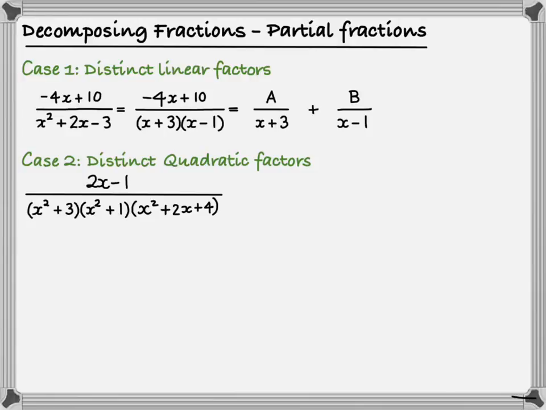Since the denominator consists of three distinct factors, this fraction can be decomposed into three parts. A fraction with denominator x squared plus 3, one with x squared plus 1, and the last x squared plus 2x plus 4. Since x squared plus 3 is a second-degree expression, the numerator must be a first-degree expression of the form, say, ax plus b.